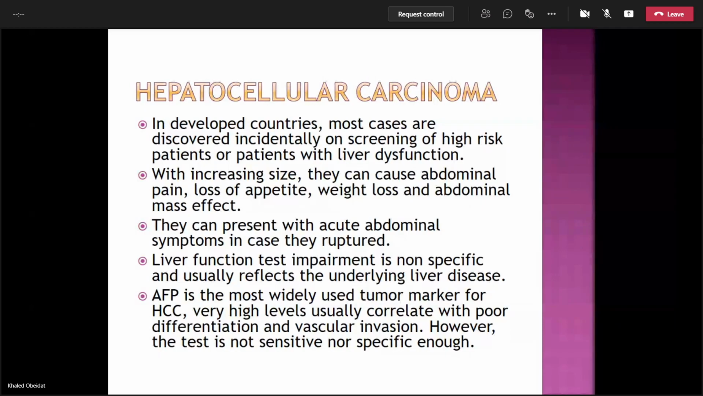And one of the ways is the tumor marker, which is alpha-fetoprotein. It is not 100% sensitive nor specific, but it is very helpful. So it can help us in early diagnosis of HCC in high-risk patients.